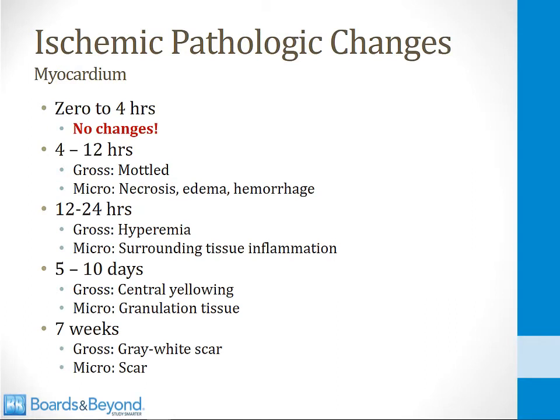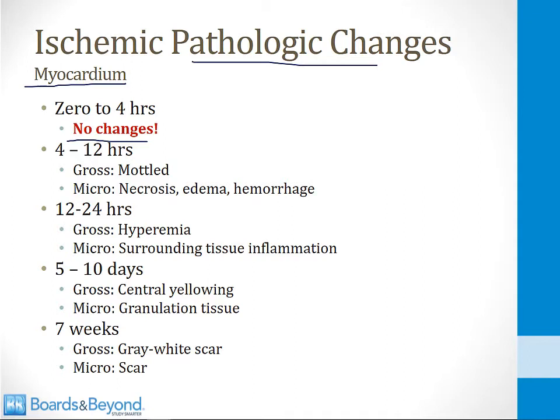Shown on the screen is the progression of pathologic changes that you see after a myocardial infarction in the myocardium. When there's a myocardial infarction, in the first 4 hours, there are no changes that you can see grossly when you examine the heart. So if patients die within an hour or so from an arrhythmia after a myocardial infarction, you may actually find a normal heart at pathology.